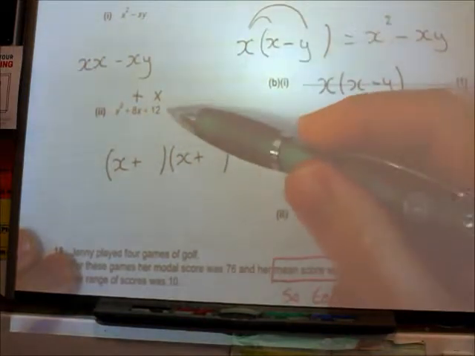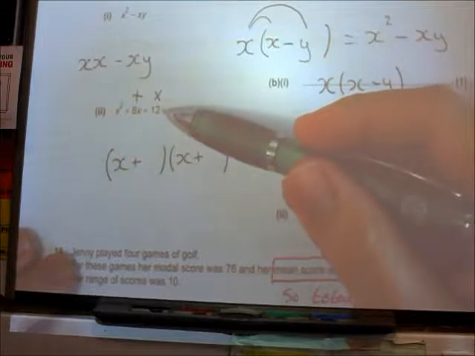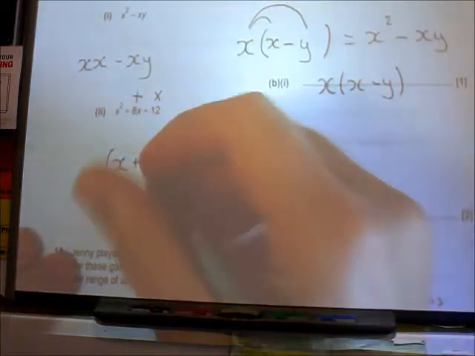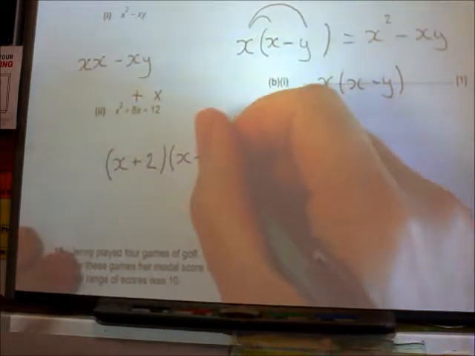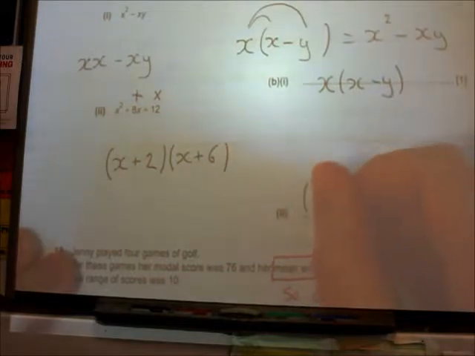So what multiplies to make 12? Well, 1 times 12 doesn't add up to 8. 3 times 4 adds up to 7. 2 times 6, that does add up to 8. So it's x add 2, x add 6. Or you could put x add 6, x add 2. It does not really matter.